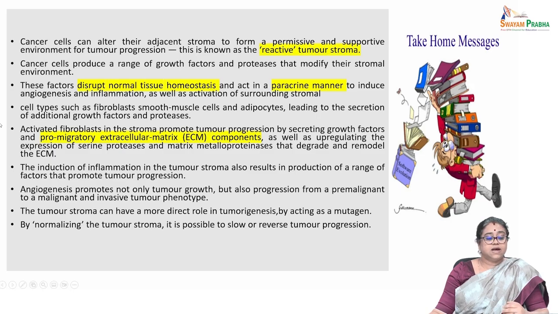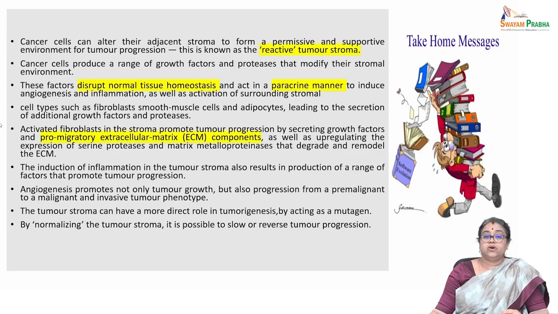The cell types such as the fibroblasts, the smooth muscle cells, the adipocytes, lead to secretion of additional growth factors and proteases. Activated fibroblasts in the stroma promote tumor progression by secreting growth factors and pro-stimulatory, migratory extracellular matrix components, as well as upregulating the expression of serine proteases and matrix metalloproteases that degrade and remodel the ECM. The induction of inflammation in the tumor stroma also results in production of a range of factors that promote tumor progression. In a way, these are promoting tumor progression.